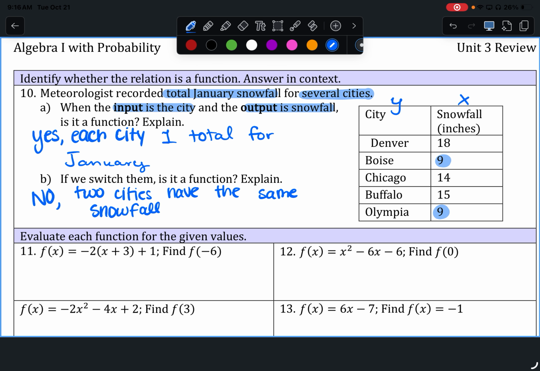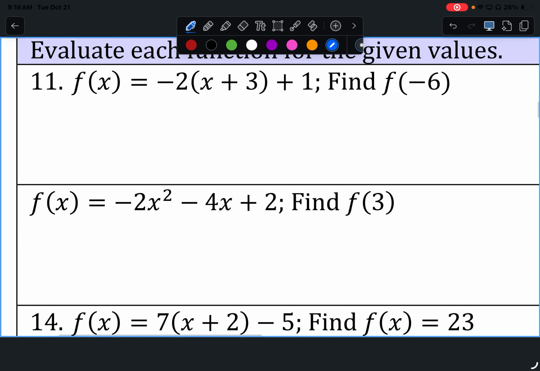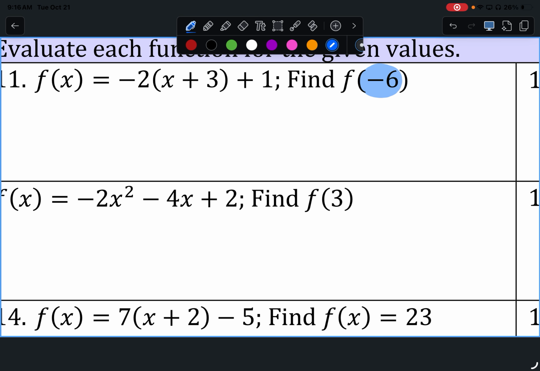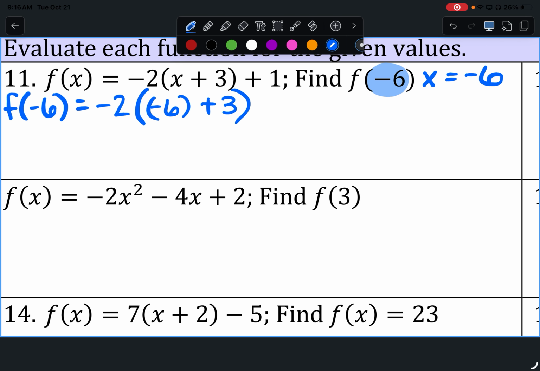All right, now we're going to look at evaluating functions. So we're going to go to number 11. So for number 11, it gives us a function f of x, and it tells us to find f of negative 6. What does that tell me x is? Negative 6. What do I need to do with that? So we're going to do f of negative 6 is equal to negative 2 times negative 6 plus 3 plus 1.